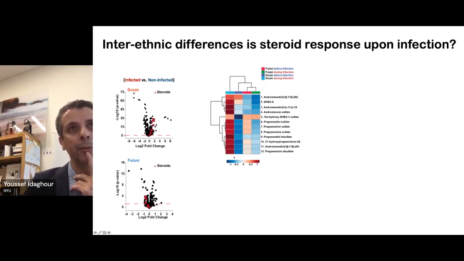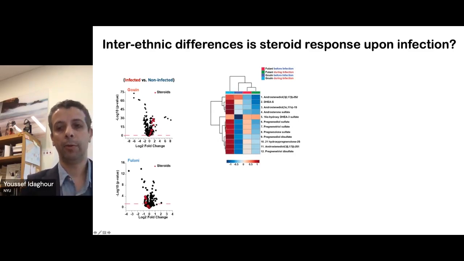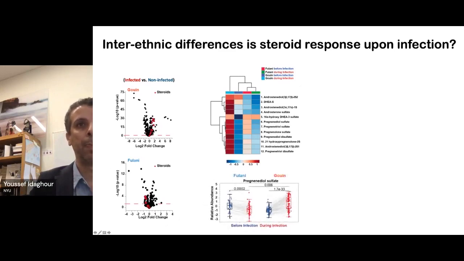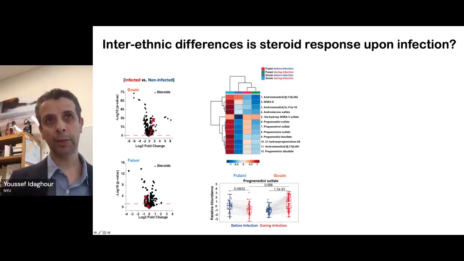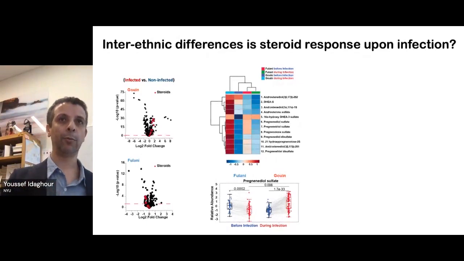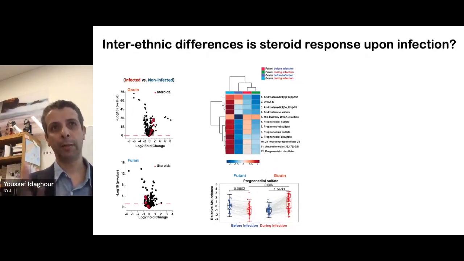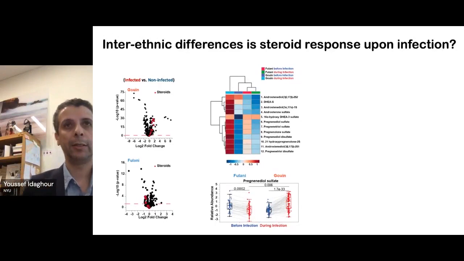What's really interesting is what you see here. You can clearly see that the Guan before infection are actually more similar to the infected Fulani, which shows again that the Fulani don't respond the same way as the infected Guan, where we see this very significant upregulation. Just to show you an example, this is one of those steroids going down in the Fulani and going up in the Guan. This is a very nice example of an interaction effect between ethnic group, or ethnicity, and infection. I'm not focusing here on genetics or the environment. I'm really just looking at both ethnic groups with all the variables that they carry, whether genetics or environment.